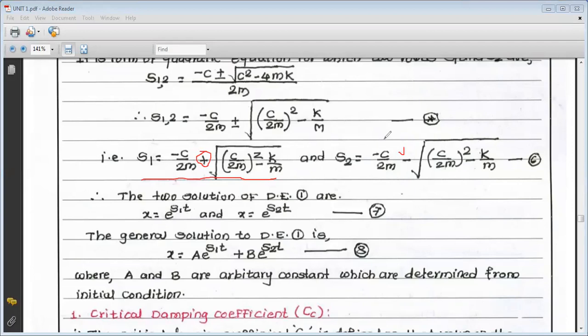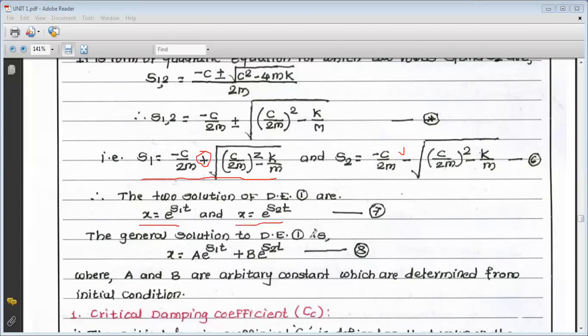Now the two solutions of differential equation 1. There are two solutions because differential equation 1, that is mx double dot plus cx dot plus kx, has two roots. So it has two solutions. Now the solution of a differential equation is x is equal to e raised to st. But there are two roots, so there will be two solutions. That is x is equal to e raised to s1t and another solution x is equal to e raised to s2t.